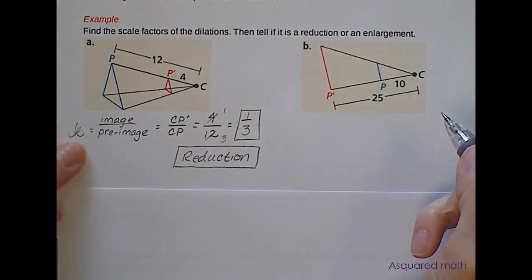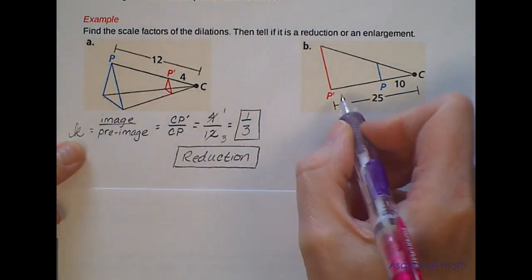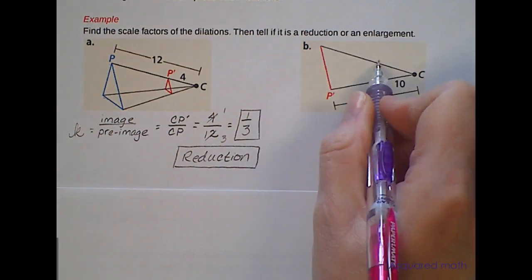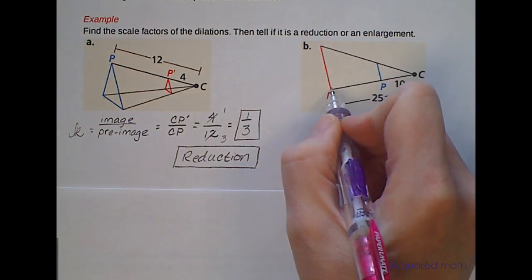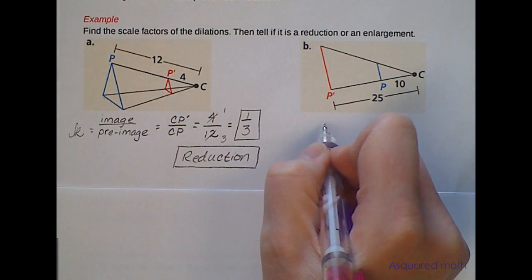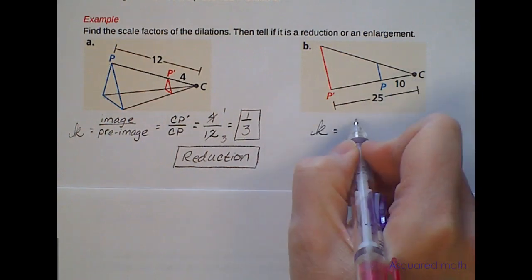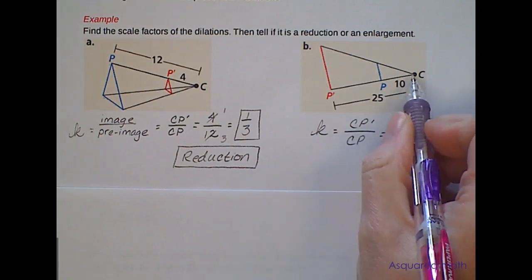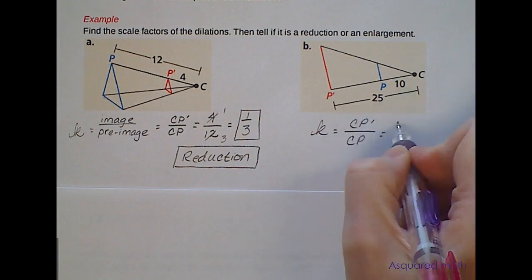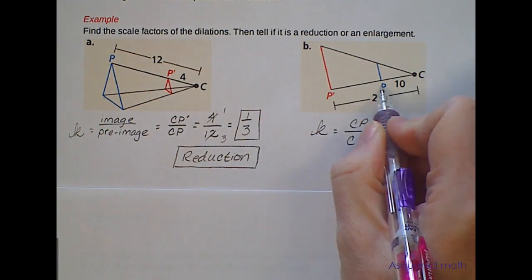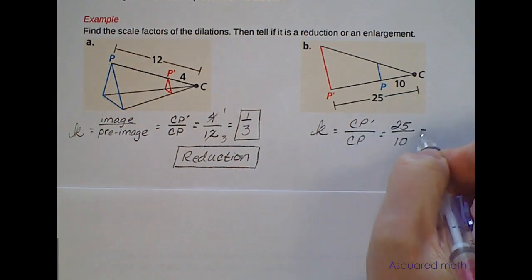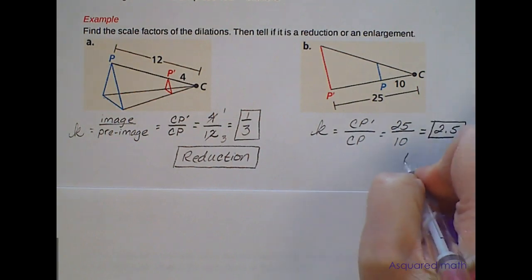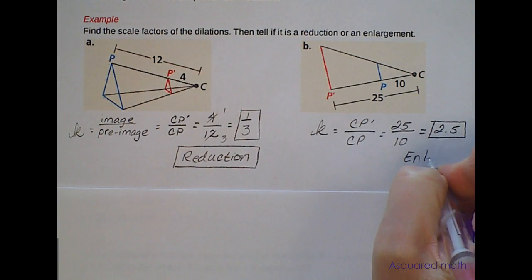Following this exact same concept for part B, we are going to go from the blue line to the red line. So in this case, we can see our blue line is shorter than our red line, so we're going to do an enlargement here. And we need to look at C to P prime over CP. So C to P prime has a length of 25, and the length of CP is 10. Reduce this down and we have a scale factor of 2.5, and as we had said just a moment ago, this is an enlargement.